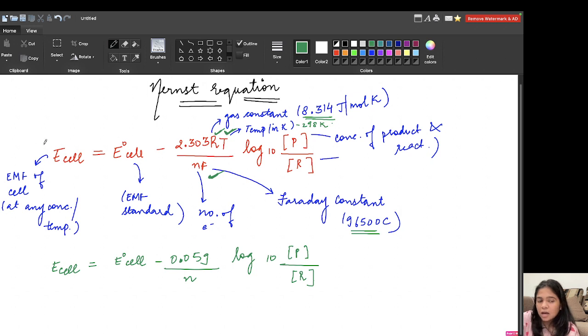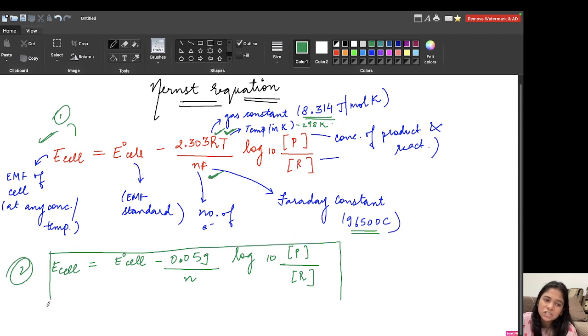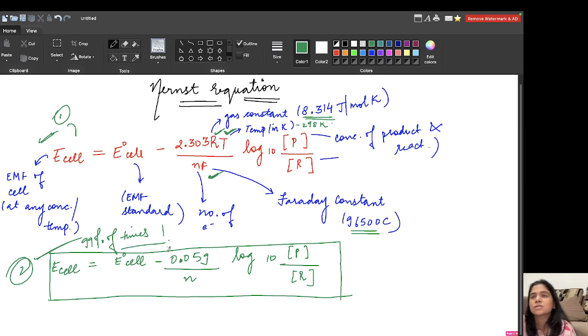You should remember the first equation also, but the second one is the most important. Both are the same; the second one is actually derived from the first, but this is what you will use 99% of the times. E of cell is equal to E naught cell minus 0.059 by N log base 10 product by reactant.